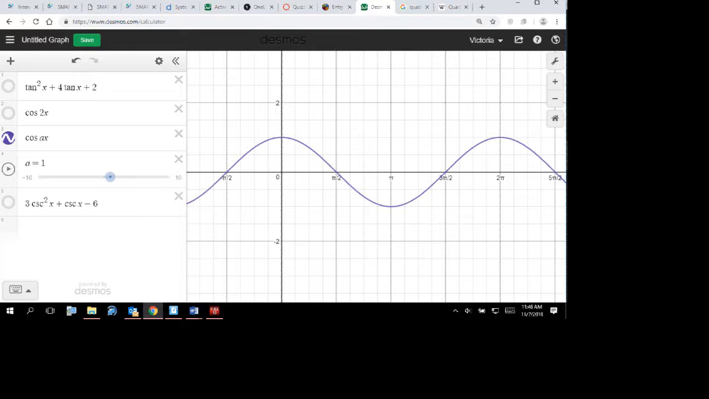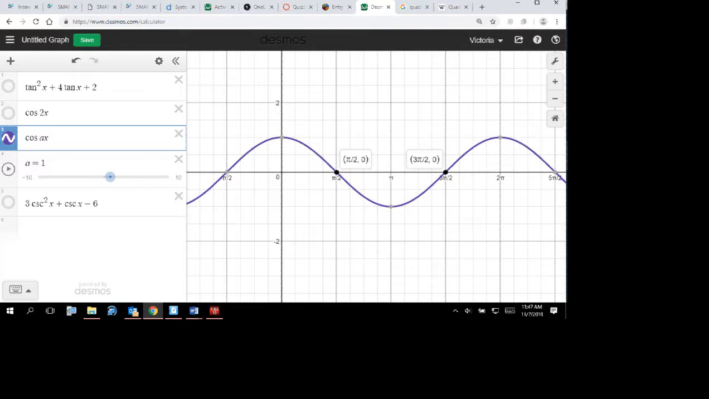Familiar to you? Cosine X? We've graphed it before. And when we're solving the equation where cosine X equals 0, we have two x-intercepts. We have two places where cosine X equals 0. But what happens when I put a number in for A other than 1? What happens if I make it 2?